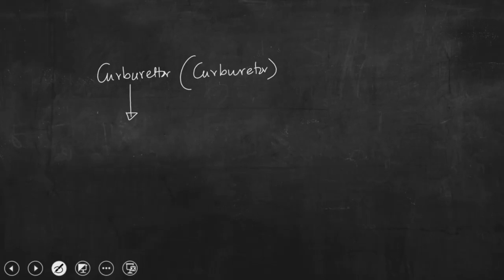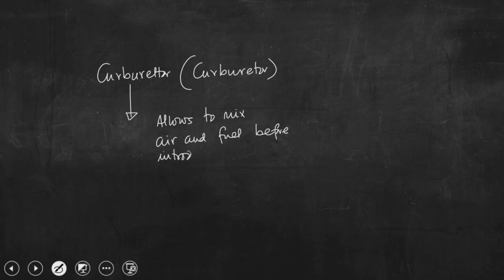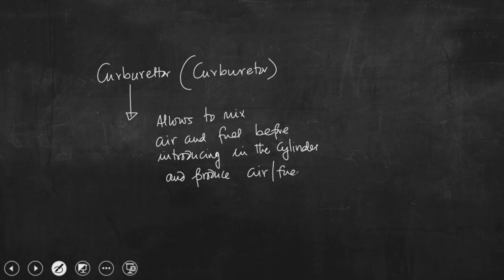So, if I write the function of this particular device, it allows to mix air and fuel before introducing in the cylinder and produce air fuel or fuel air mixture, as per the requirement.